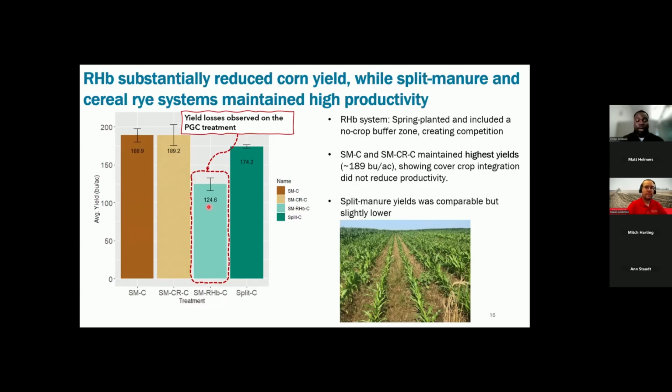So the RHB had the least yield, and that was statistically significant from the other treatments. And it was mainly due to two reasons. We had poor management. You can see in this image how the system was set up. We have almost 100% coverage, the grass covering the entire plot with no zones left for the corn as a cash crop to grow.